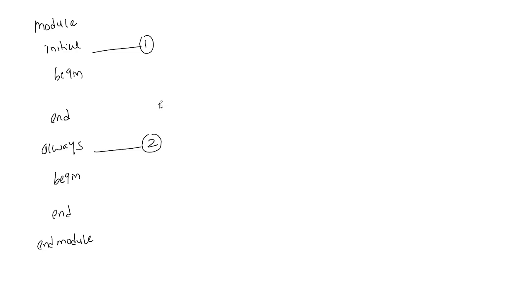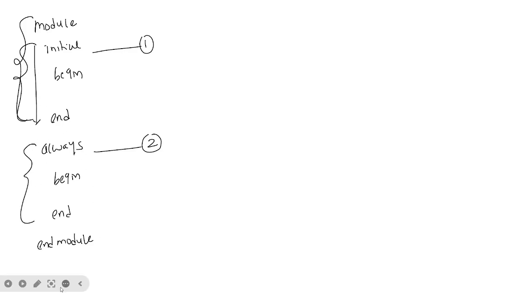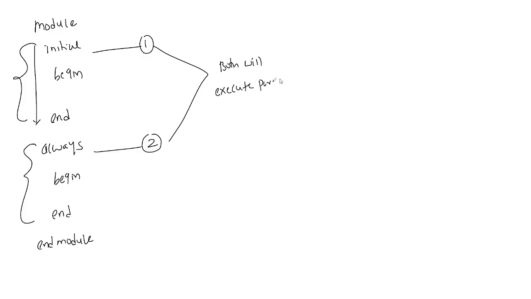Initial will execute one time. I know, but this is one block, no? This is the initial block, and this is the always block. So my question is, which one will be executed first? Maybe I don't know. Here also both will execute parallel. As this is a concurrent language, both will execute parallel.